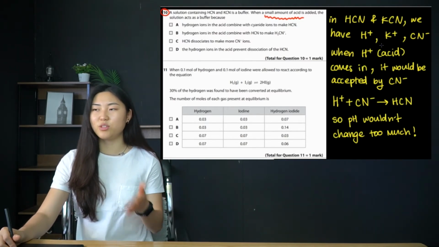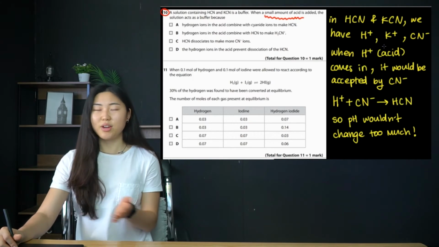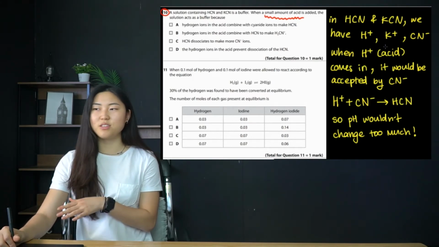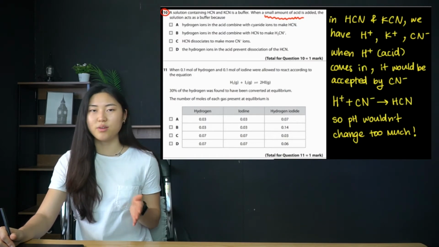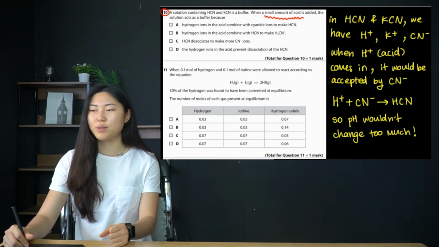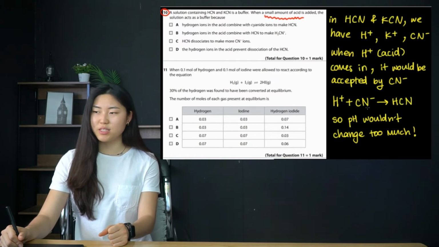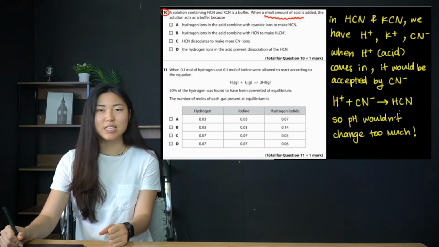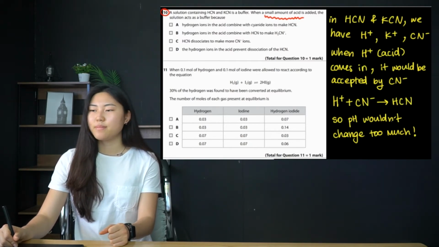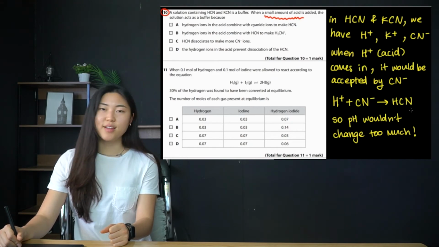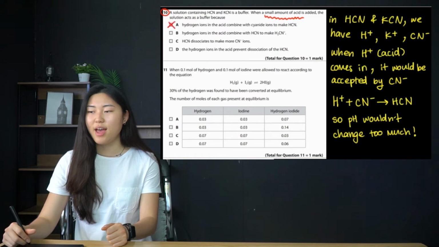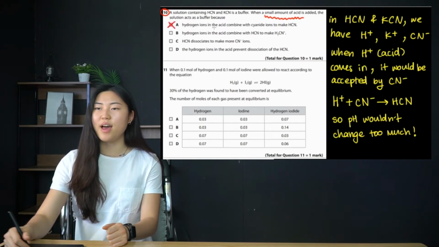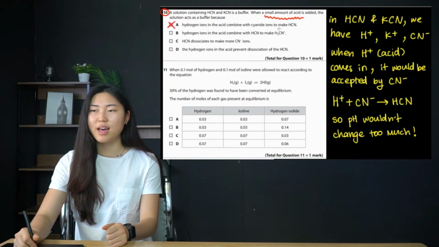The others, H plus and K plus in solution, are going to repel H plus, right? Because they're all positively charged, but CN minus is negatively charged, so they're going to attract. So it's going to accept the H plus, so CN minus is basically acting as a base, and so the pH wouldn't change too much. Okay, so that is how this is going to work. And that option, we have A, hydrogen ions in the acid combined with cyanide ions to make HCN.